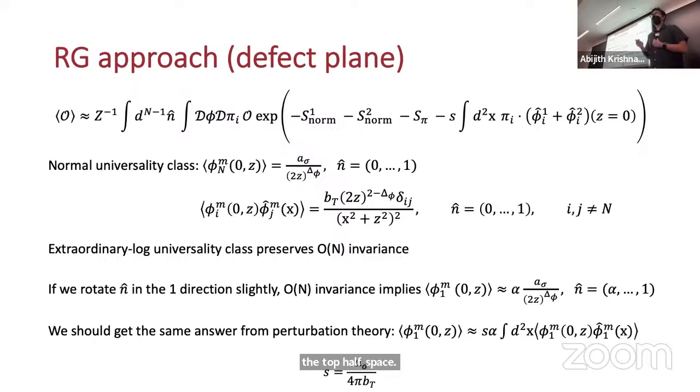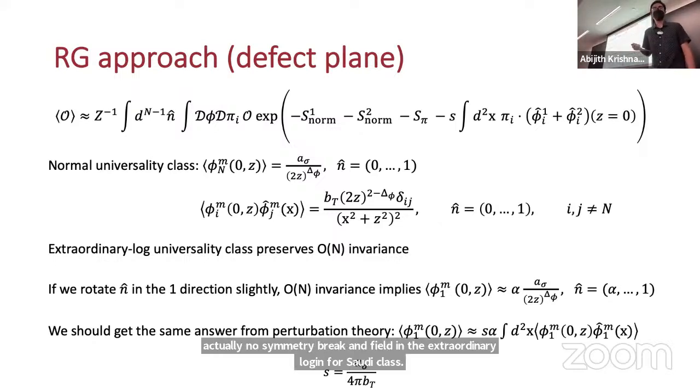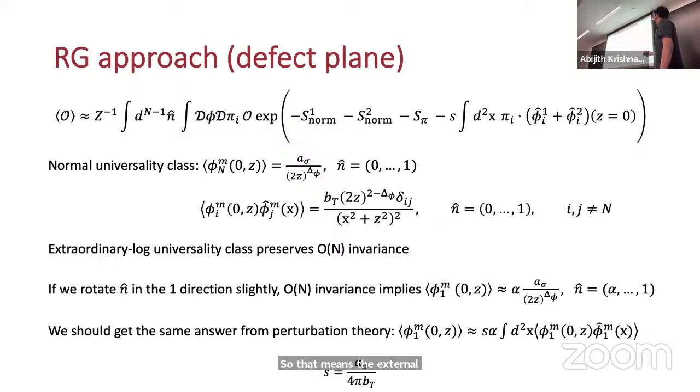Now, the difference between the extraordinary log universality class and the normal universality class is that there's actually no symmetry breaking field in the extraordinary log universality class. So that means the extraordinary log universality class must preserve ON invariance. So we can use this to constrain what S has to be.